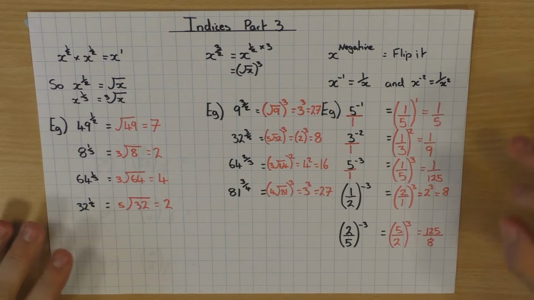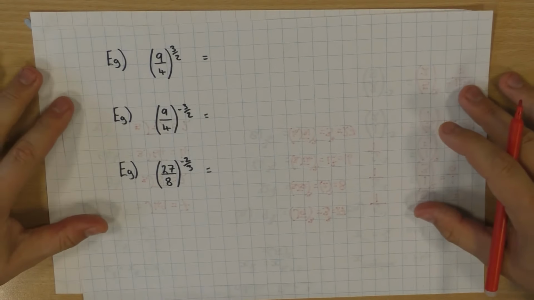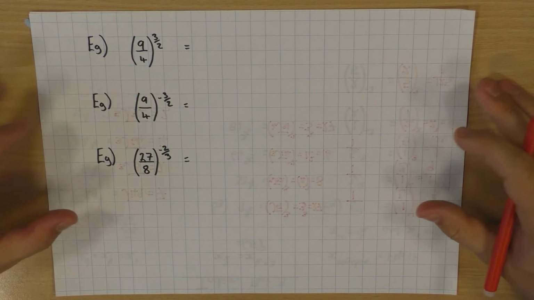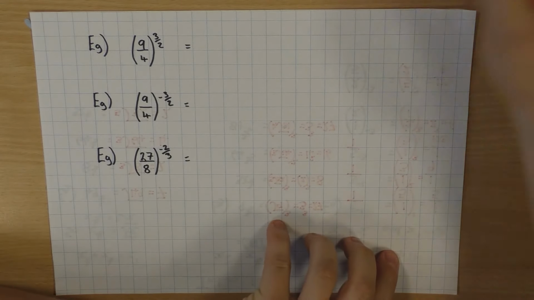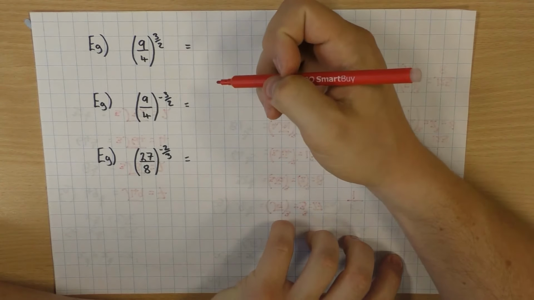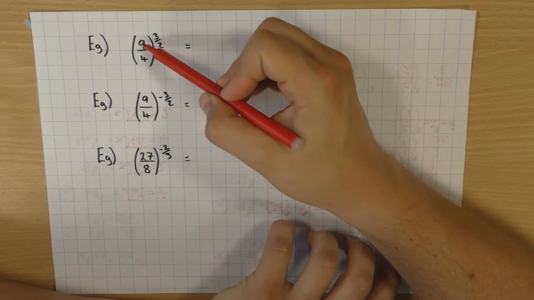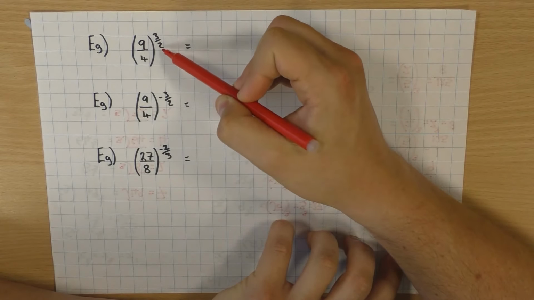So, you might be wondering, what happens if it's a fraction to the power of a fraction? Good question. This is what we do. So hopefully this then, after we've done this, will be everything you need to know for indices. So let's use this example here. I've got 9 over 4, and that's the power of 3 over 2.